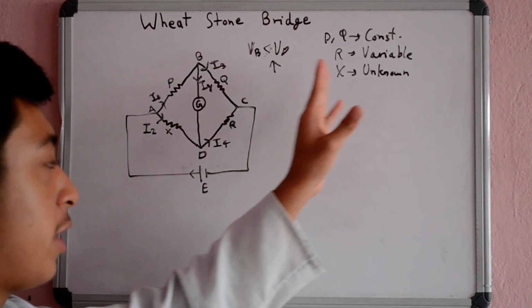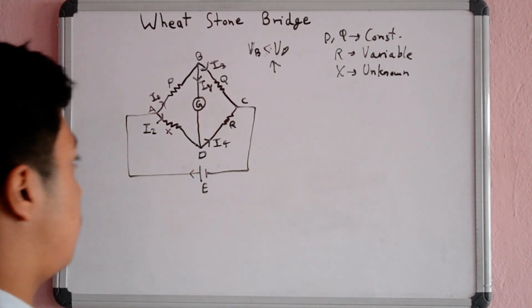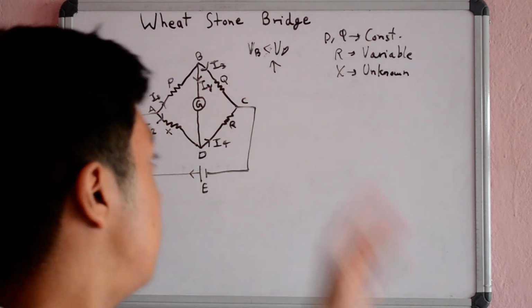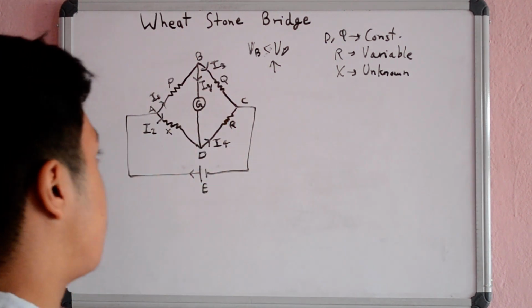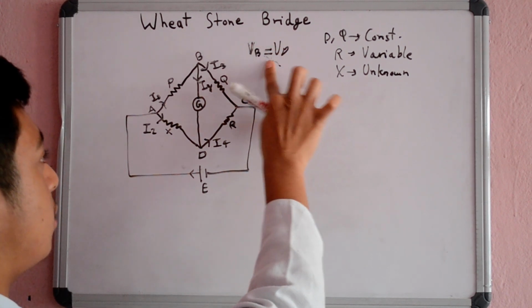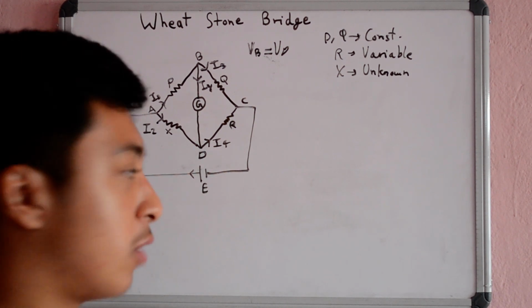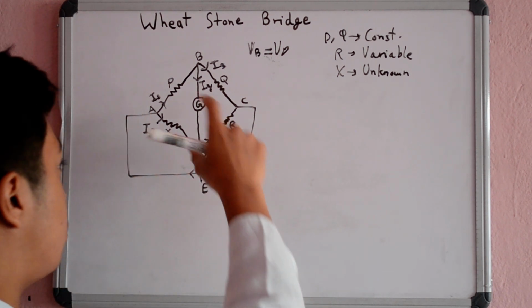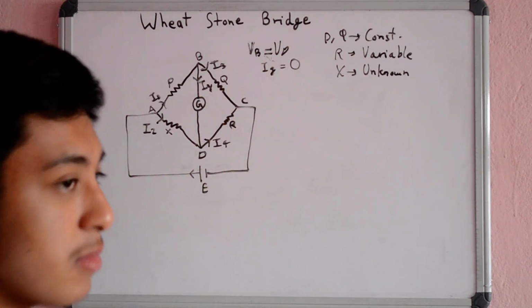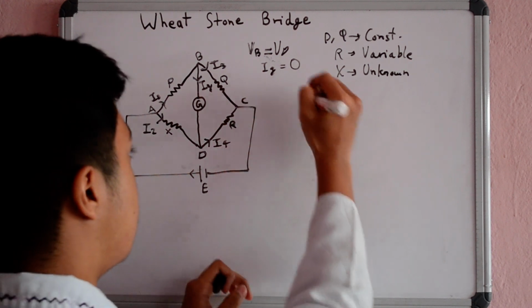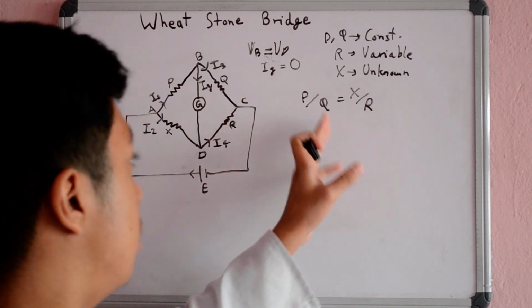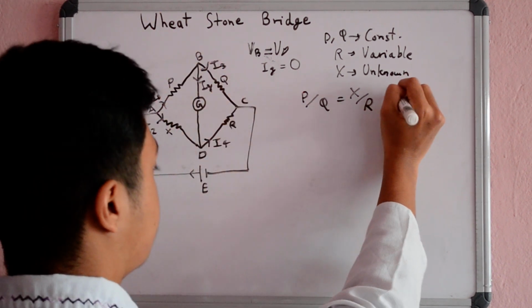Here we can change the value of R such that it reaches a certain point where there is no flow of current from B to D, neither B nor D. So in this case, the potential at B will become equal to the potential at D. So then it wouldn't require to flow some current to the galvanometer. In this case, Ig will be equal to 0. And here the principle now is P by Q is equal to X by R. This is called the principle of the Wheatstone bridge.